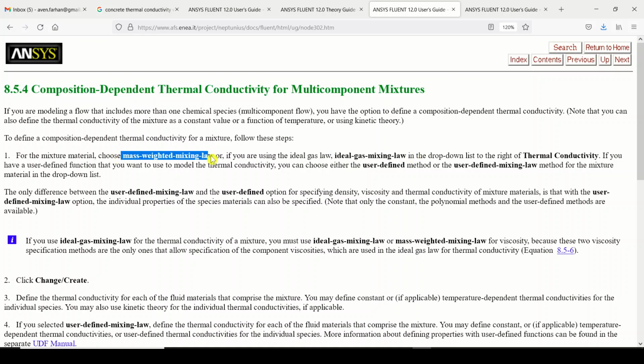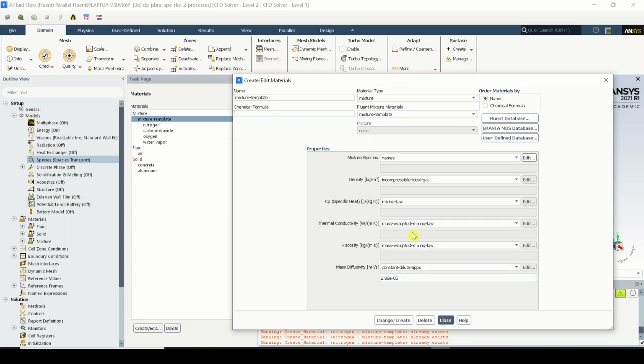I have seen a few articles wherein they have gone with the mass weighted mixing law, and a few articles have gone with the other one. So it depends on the case, the kind of references we have to consider, and we can proceed with that as well. For that reason I have selected the mass weighted mixing law, and the same goes for viscosity as well. Clear? We must be very clear with respect to the reason for selecting different options in ANSYS Fluent. I mean, that is what it is all about.